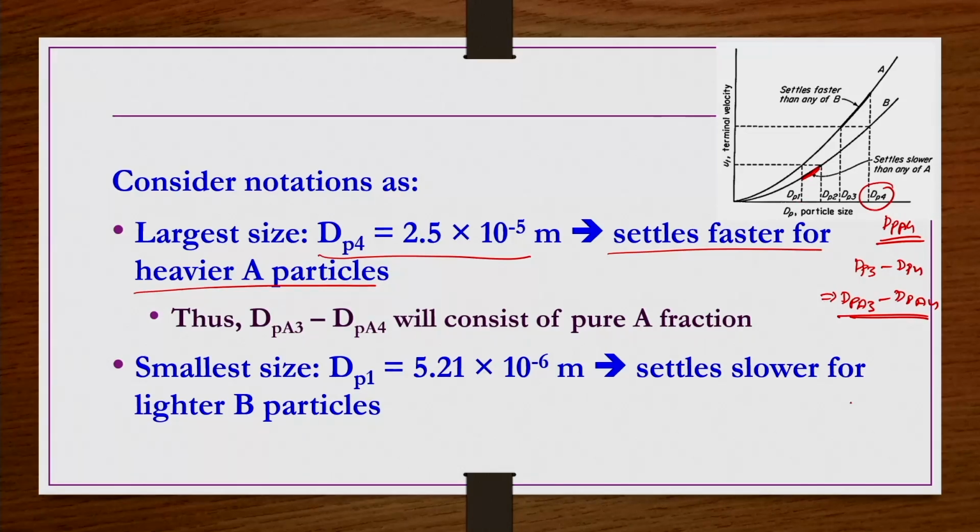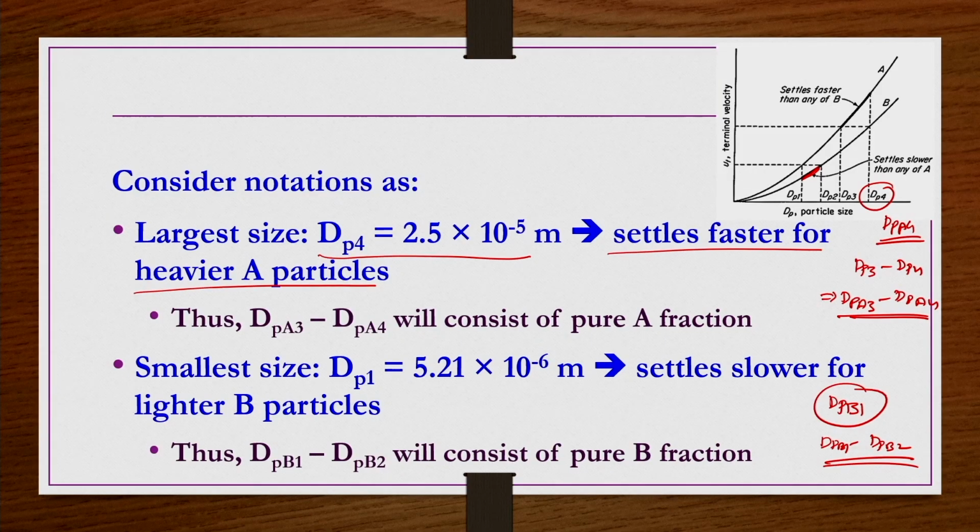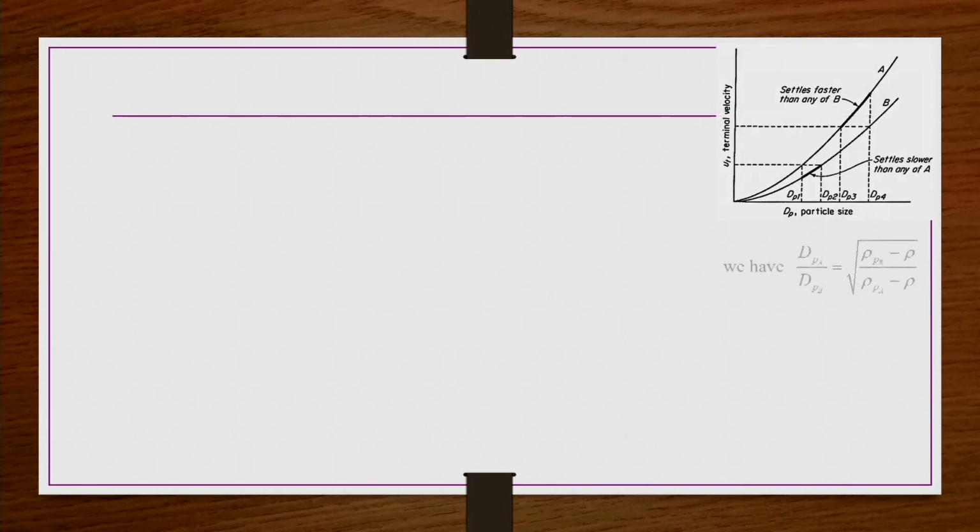So whatever dp1 is given should be dpb1, and dpb1 to dpb2 is going to be the fraction having the lower settling velocity, which forms an almost pure B fraction at the top, having the lower density. So dpb1 to dpb2 will consist of the pure B fraction. This ratio we are going to find out here.